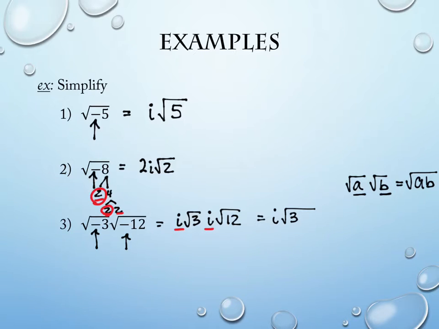So this 3 right here and this 12 right here can go like that. While you're welcome to multiply the 3 times the 12, and in this case, it actually works out very nicely to give you 36. And then you can take the square root. You can also break it down from there.